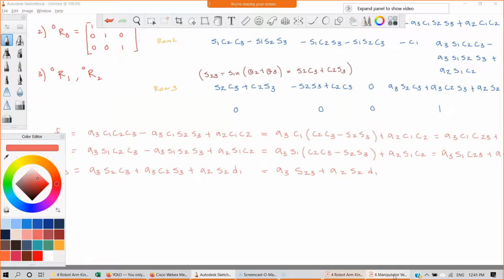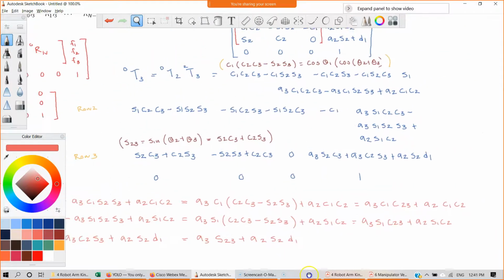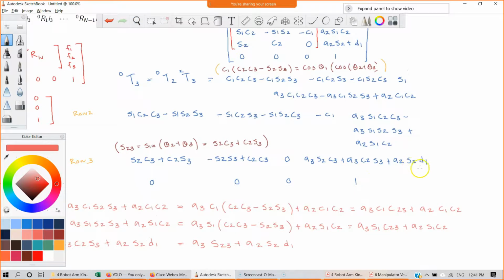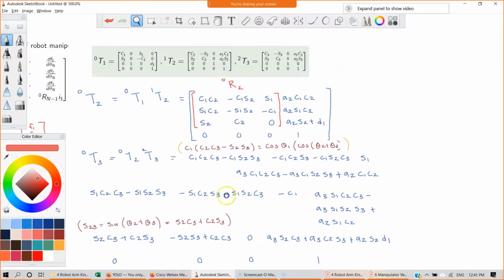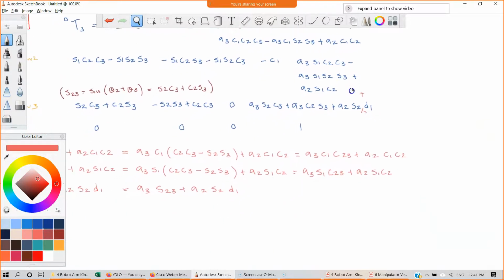Okay, something's wrong here. Row number 3, this is a mistake. So row number 3 is A3 C3 S2 multiply A3 C2 S3 multiply A2 S2 plus D1. There should be a plus here. Please correct that in your notes if you have.